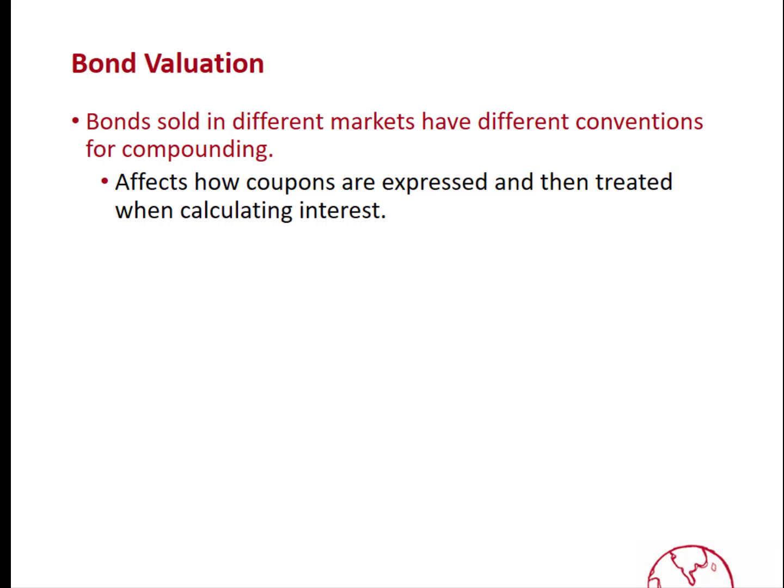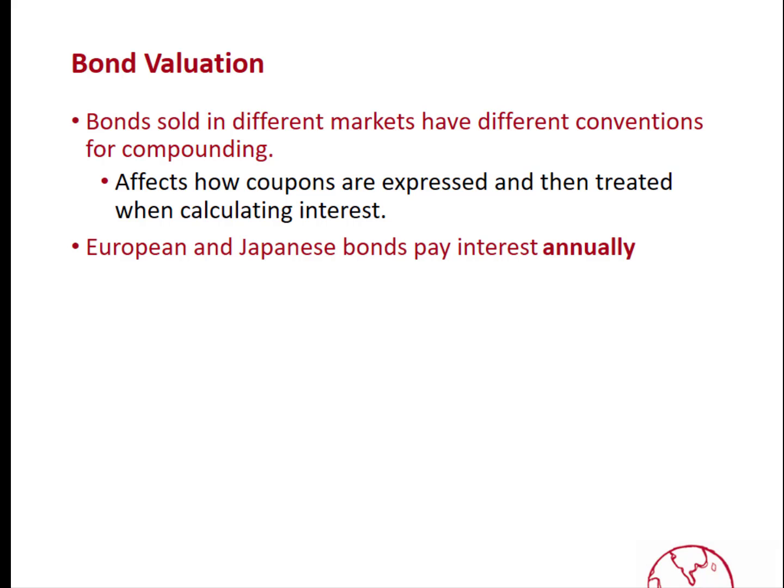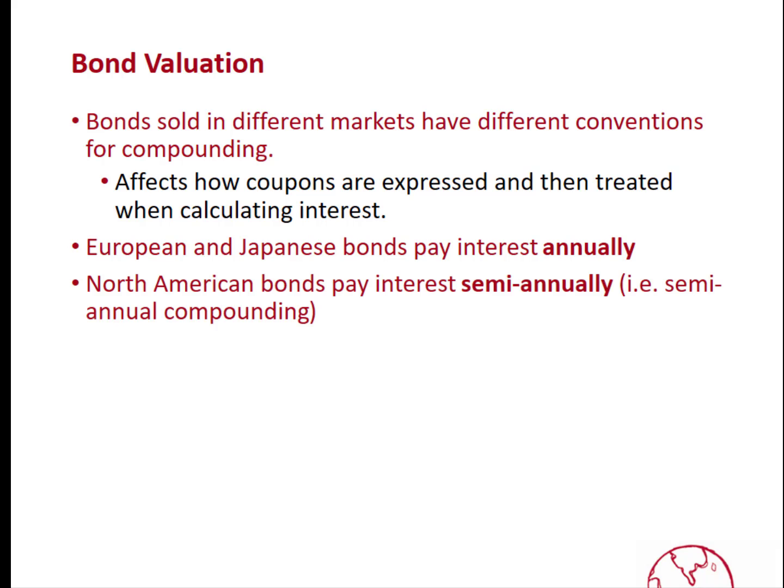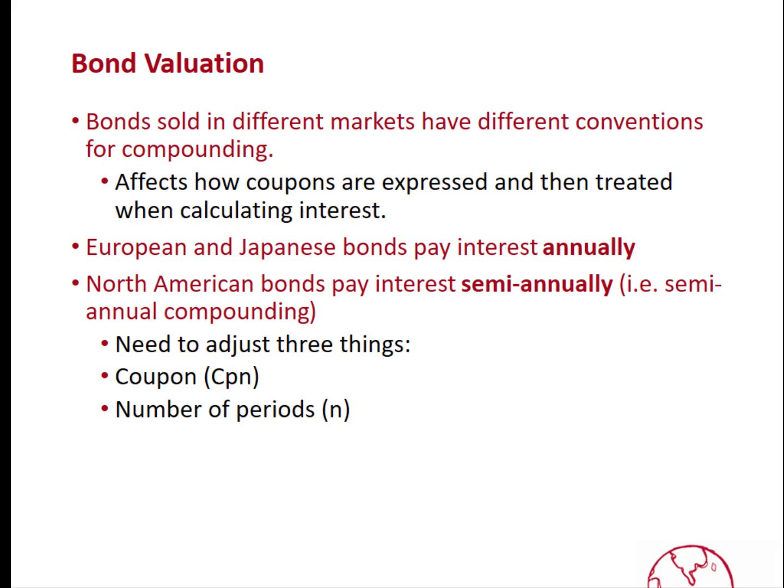Compounding is how many times per year the coupon is paid. European and Japanese bonds pay interest annually. Whatever the interest rate is on the bond, you just multiply it by the face value to figure out the annual coupon. North American bonds, however, pay interest semi-annually. You have to take the coupon on the bond, divide it by 2 when multiplying it by the face value to figure out what the coupon is. With semi-annual compounding, which is true for Canada and the US, you need to adjust three things: the coupon, the number of periods, and the periodic rate.